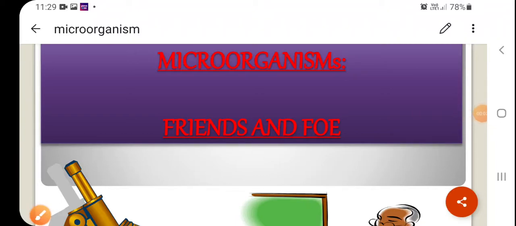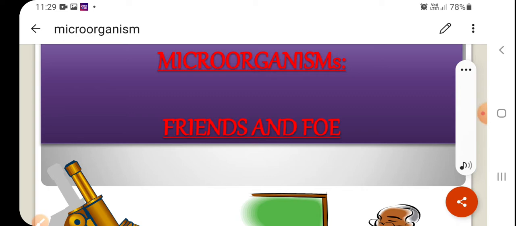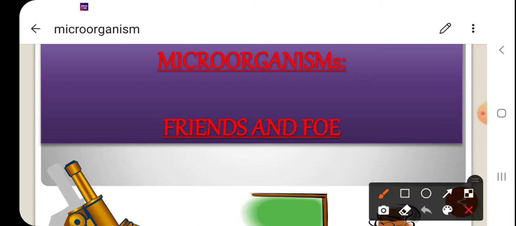Namaste children, welcome back to another session of our science class, that is microorganisms, friends and foe. In this chapter we are going to learn about the microorganisms, where they are found, what are the different uses of microorganisms, and what are the harmful effects that are caused by the microorganisms. At first let us know what microorganisms are.